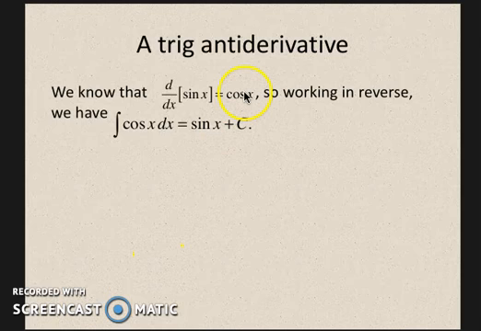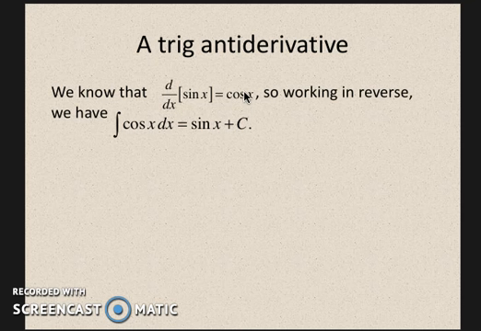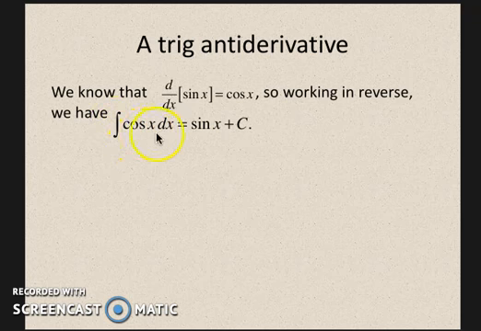Okay, so let's do this. We started the antiderivative. This is part 2 of the same section. Let's do the antiderivatives of the trig functions. We know that the derivative of sine x is cosine x, and you just have to work in reverse, because antiderivatives are inverse operations of derivatives. So when you take the antiderivative of cosine x, you get sine x plus c.